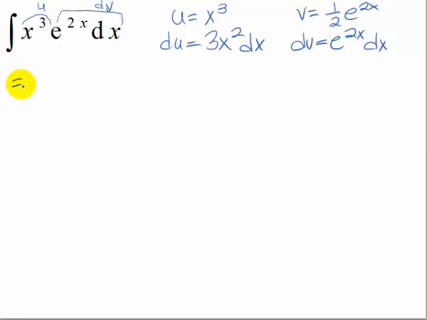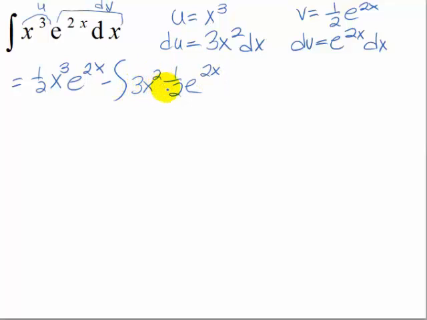So applying the formula for integration by parts, we have uv, so that's going to be 1/2 x cubed e to the 2x minus the integral of v. I'm going to write those together because we're going to be looking for a pattern here in a minute. So here's v and du, 3x squared and dx.